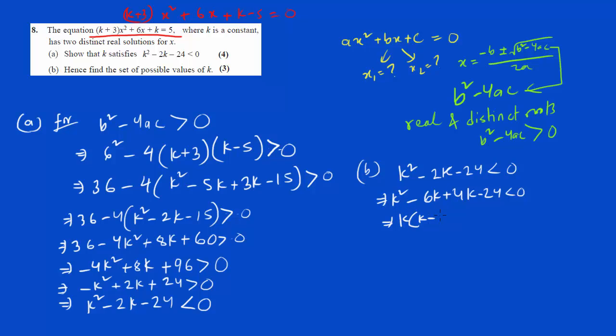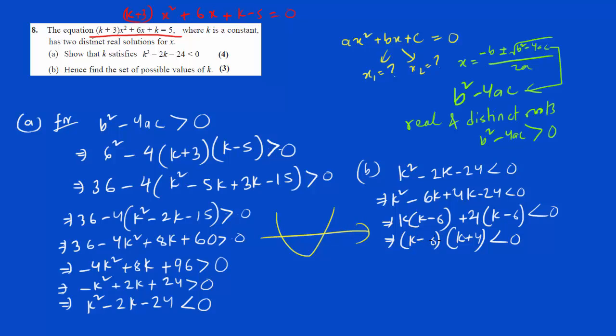If we take k common, it would be k minus 6. If we take 4 common, it would again be k minus 6 less than 0. And this would be k minus 6, k plus 4 less than 0. Now what we can do over here is use a parabola for doing this. So think of this plus k squared, we have a parabola over here, and the values would be, if this were instead of less than 0, if it was equal to 0, it would be minus 4 and 6. These two would be the values.